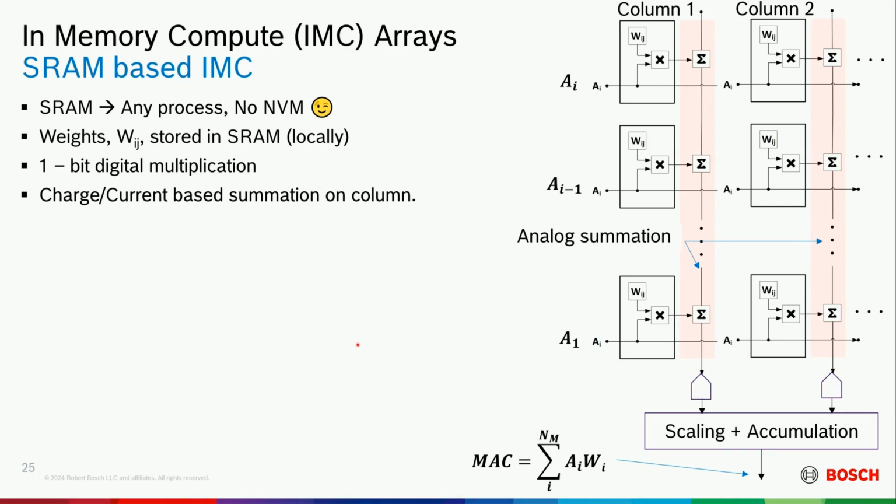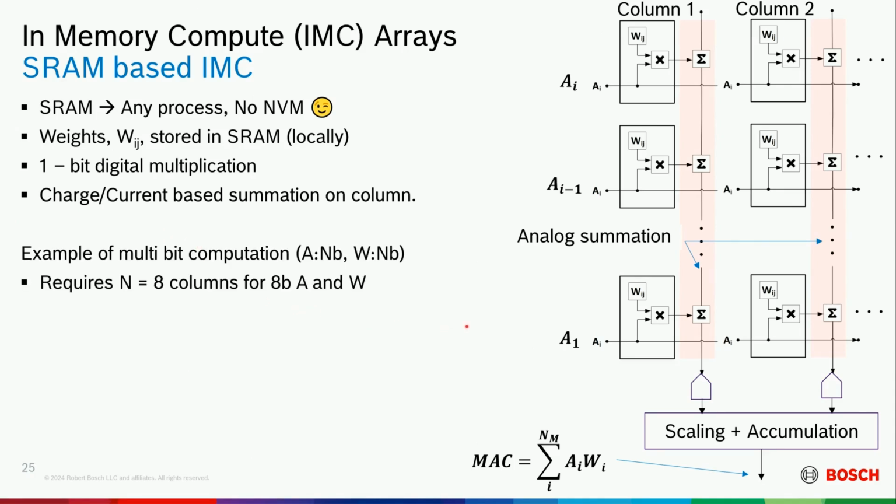So what we're working on is this SRAM-based in-memory compute, and in this case it's pretty scalable for most processes. It doesn't need non-volatile memory, but then the weights are stored locally, maybe in a local SRAM here, and then you only have 1-bit digital multiplication. So we're not doing analog multiplication. We can do digital multiplication, and then we do summation on these columns. In this case, charge, but you also can do current-based approaches.